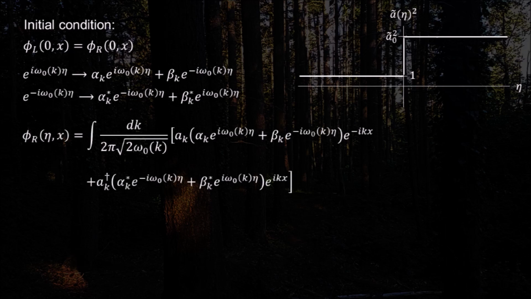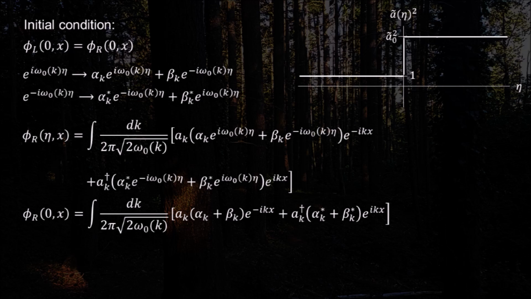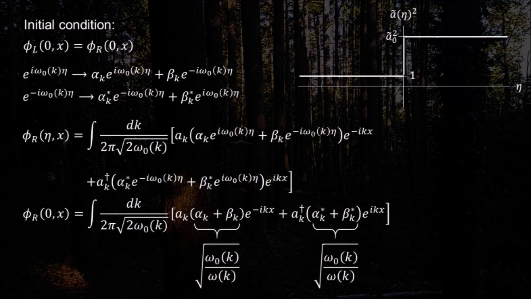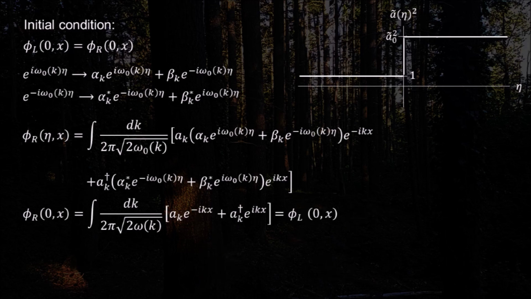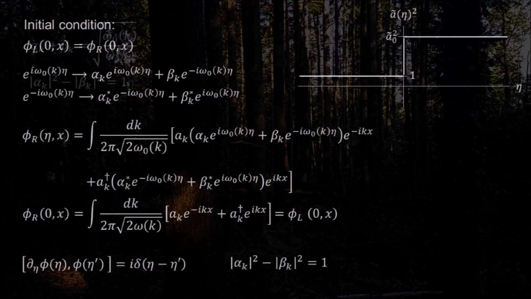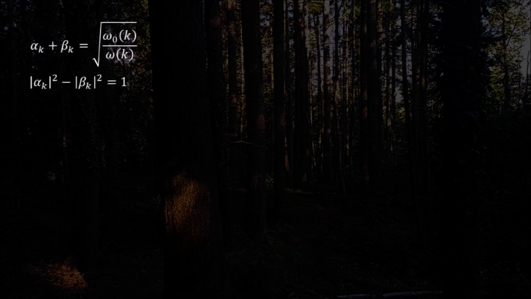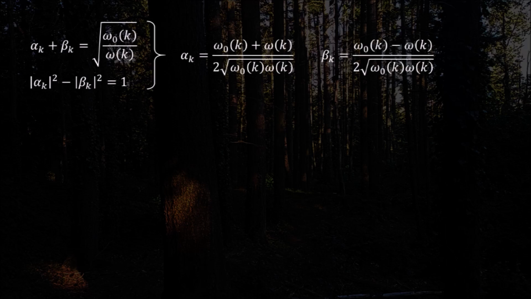Plugging this into the phi on the right, we see that at eta equals 0, the initial conditions are satisfied if alpha plus beta equal the square root of this ratio. However, we must also satisfy this commutation relation, which can only be done if alpha squared minus beta squared equals 1. I will let you prove this as an exercise. Also, I will skip the simple algebra of solving these sets of equations. You can check yourselves that the solution is this.